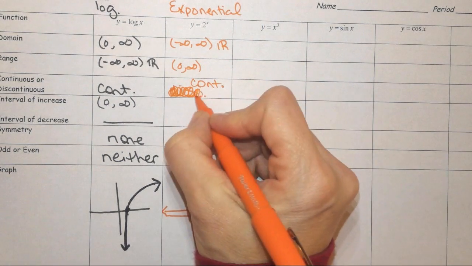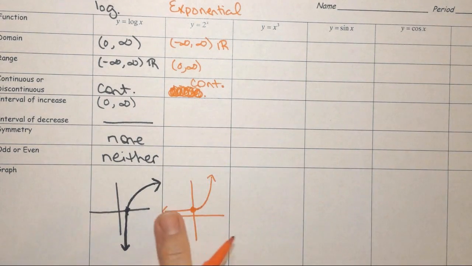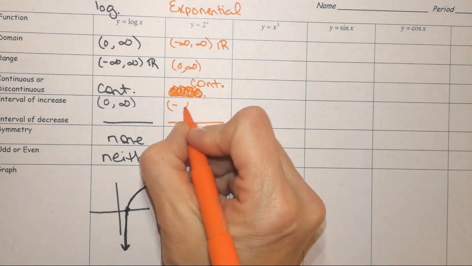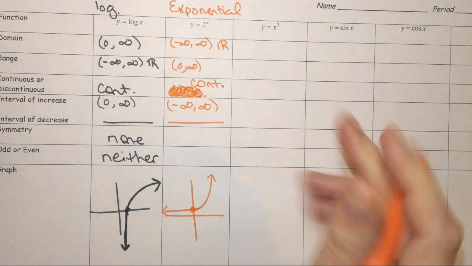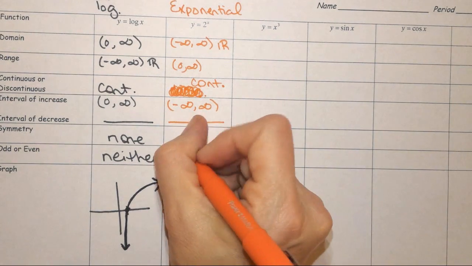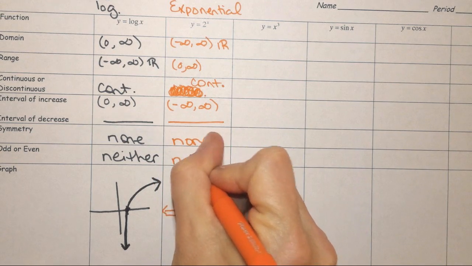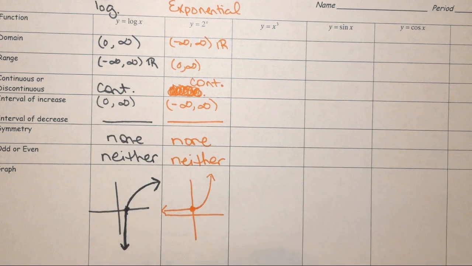You're probably wondering what was wrong with me. Okay. As I go from left to right, I only increase. So I'm increasing from negative infinity to positive infinity. There's still no symmetry, so it's still neither even or odd.